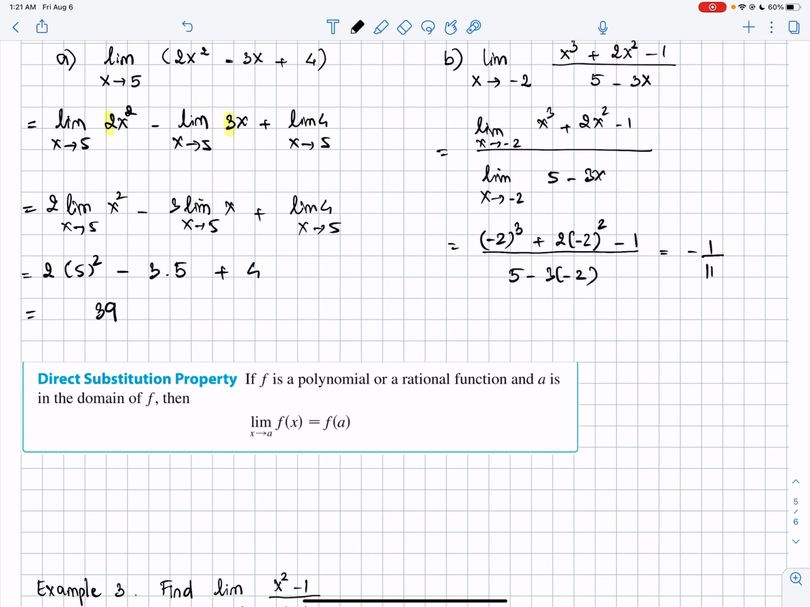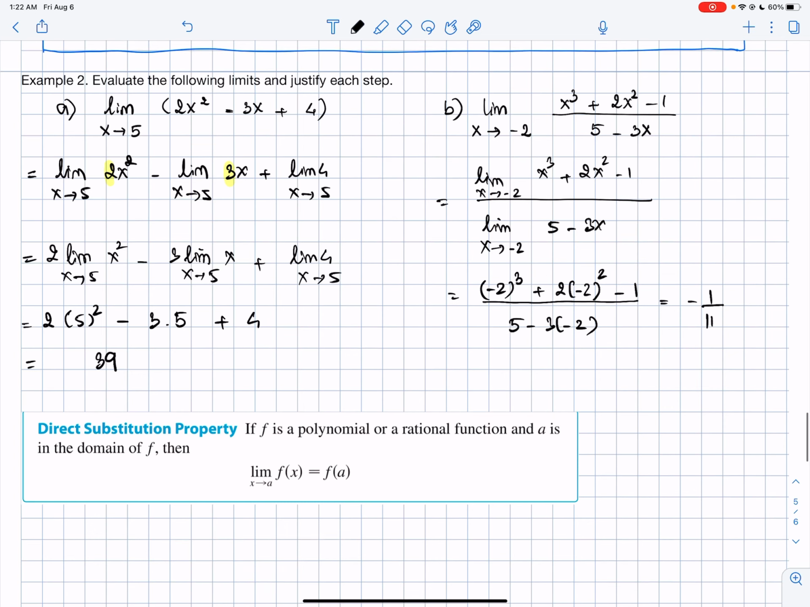So we have the direct substitution property from example A and example B in example 2. If f is a polynomial or a rational function, polynomial just like example 2a, and rational function just like example 2b, and a is in the domain of the function f. So 5 is in the domain of the polynomial, and negative 2 is in the domain of the rational function. Then to find the limit, all we need to do is just plug the number into the function.